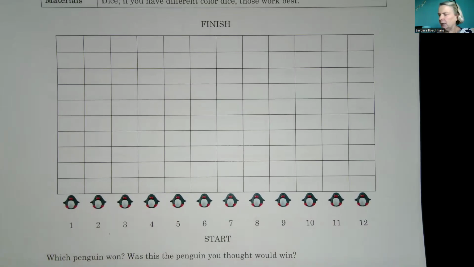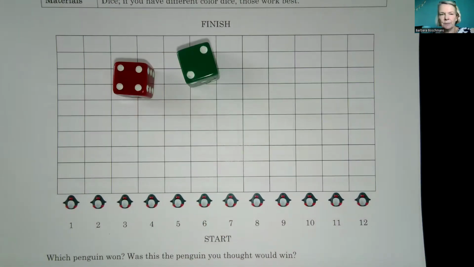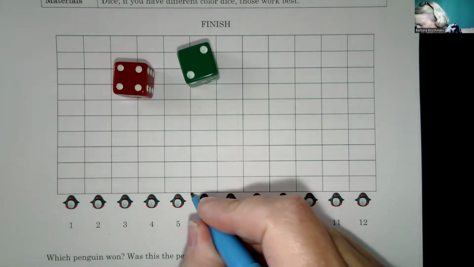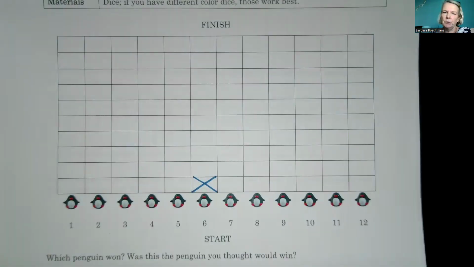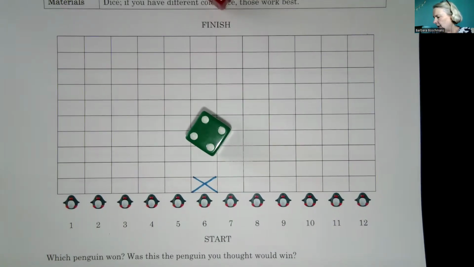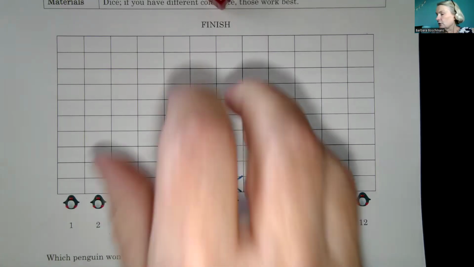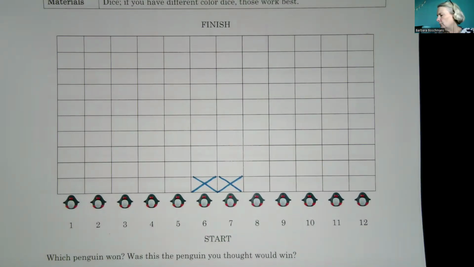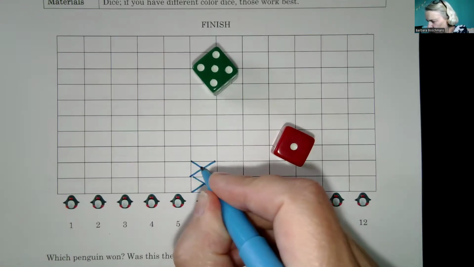Then you give them a pair of dice. Give them 2 different color dice. I think that's important for the explanation of the lesson, and you have them roll. So for example, I rolled a 6. So I'm going to mark an X above penguin number 6. That penguin wins this race. I roll a 7. And they can take turns rolling, but every student will mark the same winner for each round. So you don't skip anything.